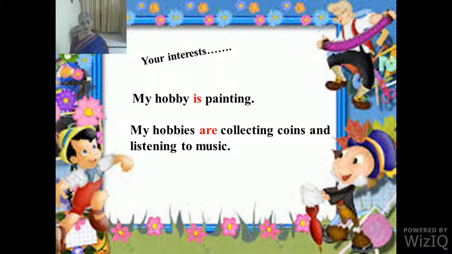Next, you are going to tell me about your interests, your hobbies. And here also I want you to remember that singular, plural. My hobby is, my hobbies are. So when it is singular, it is "is", and when it is plural, it is "are". My hobby is painting. My hobbies are collecting coins and listening to music, playing games and watching movies.